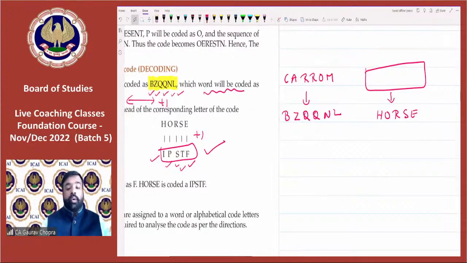You have to find the word. So if we go from carom to BZQQNL, it is -1. But if we go in reverse order from B to C, it is +1. So that's why we also have to go from horse to the word. So from horse to the word, we have to add 1. So that is why we are adding 1 and we have got this result. All right.